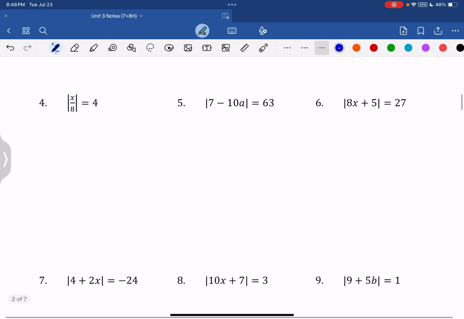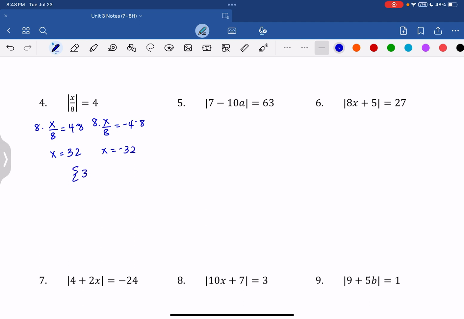Here we go. We're isolated, so I can split it. X divided by 8 equals +4. X divided by 8 equals -4. Solve by multiplying both sides by 8. So x is +32, or x is -32.